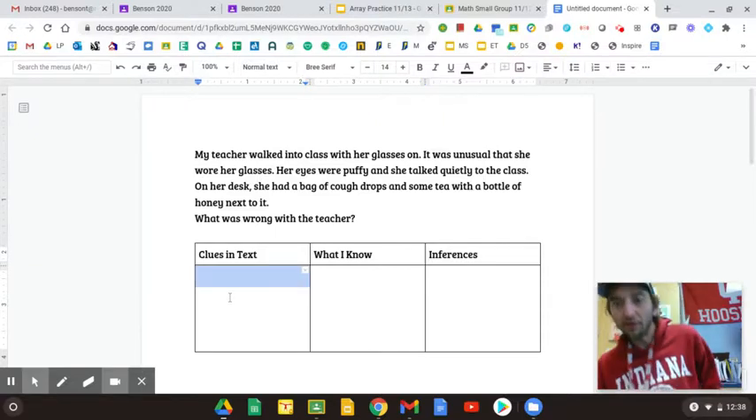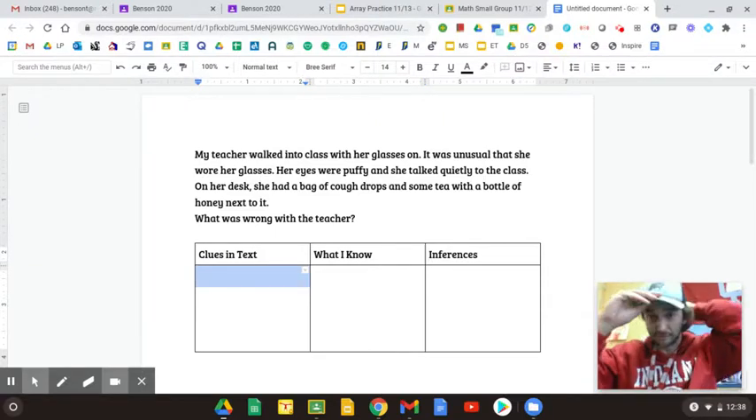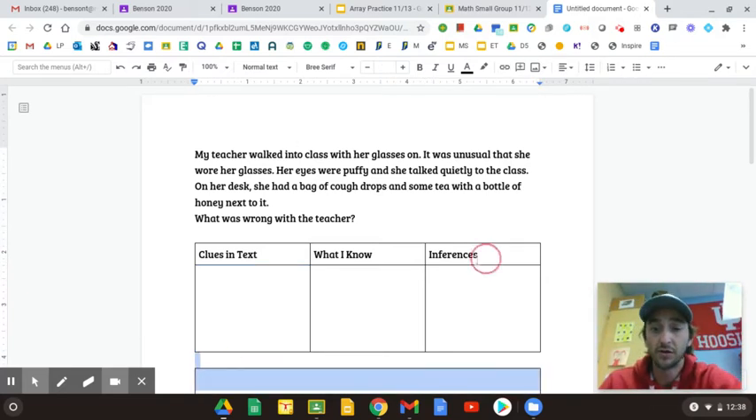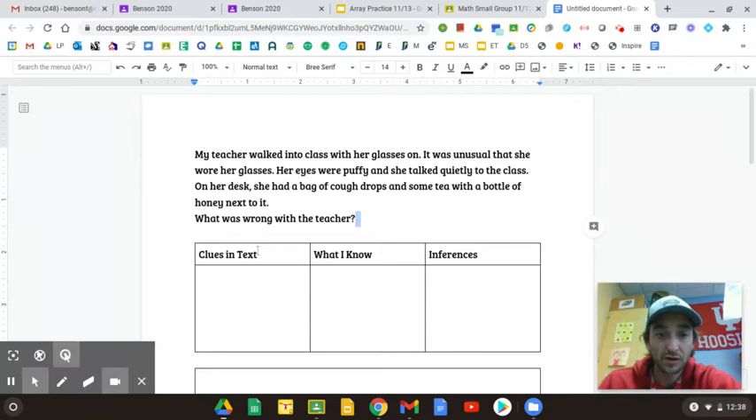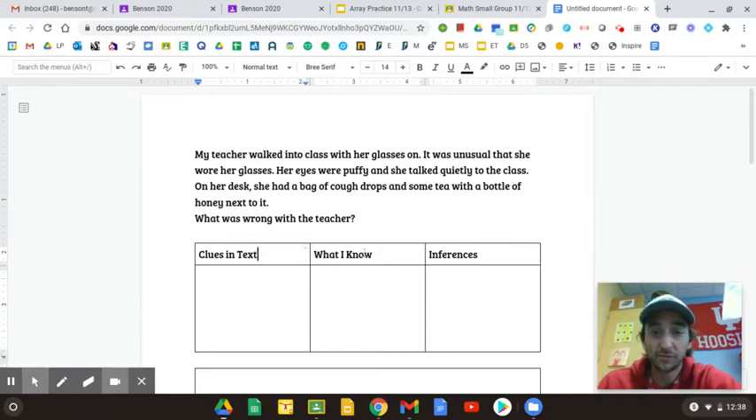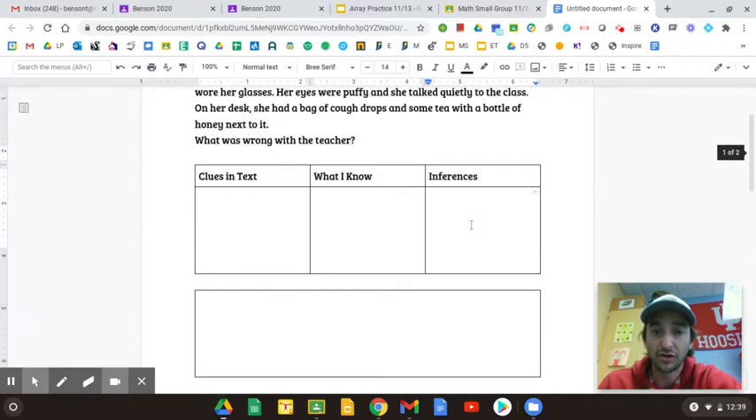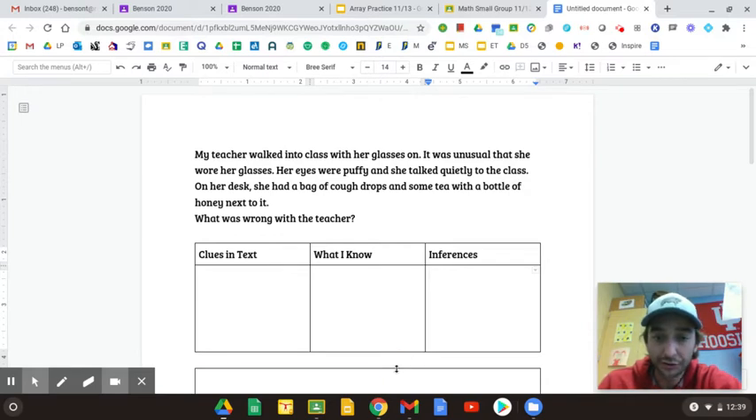Okay, guys, we're going to keep working on inferencing. And remember, we have two things that make up an inference. You have your clues in the text, you have what you know, and that combines to give you your inference. So, what we're going to do is use this handy dandy little box to help us get details and build our inference. You will see these boxes in your work today on the worksheet you're going to have.